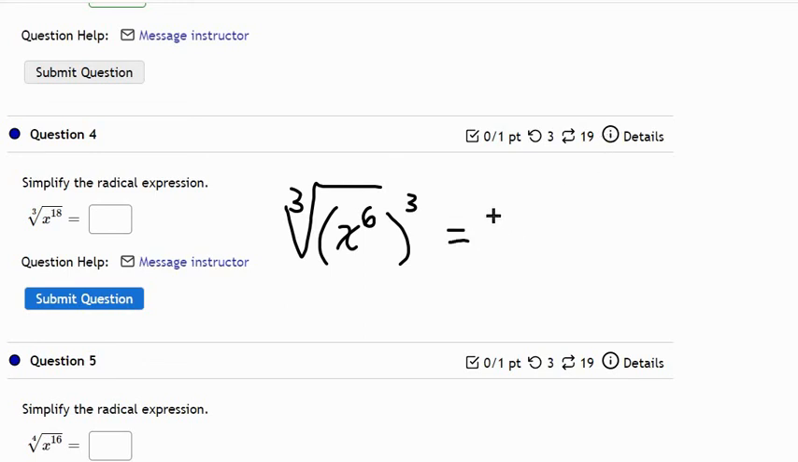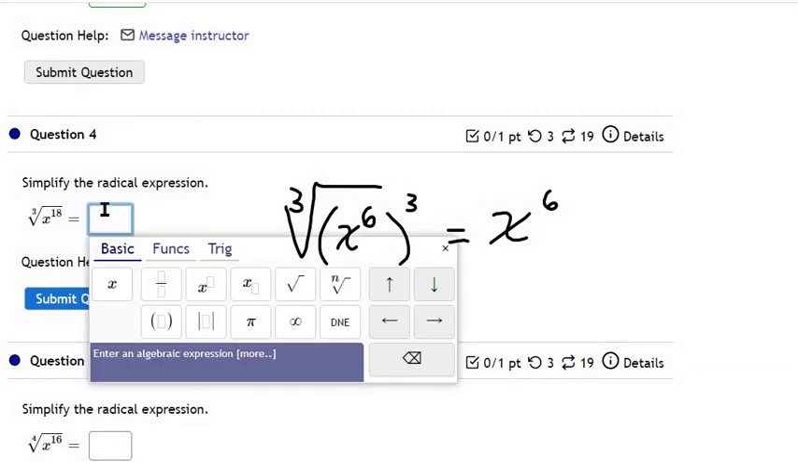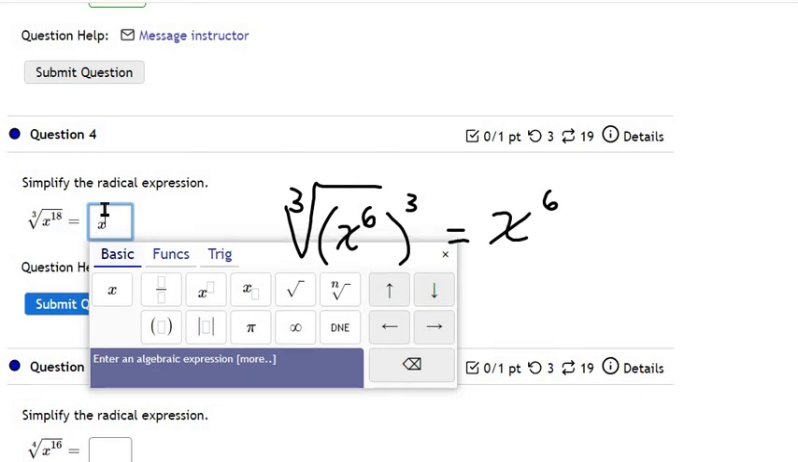And we don't need absolute values at all because it's an odd index. So 6 is the index, we're golden. The answer here is simply x to the 6. X to the power of 6.